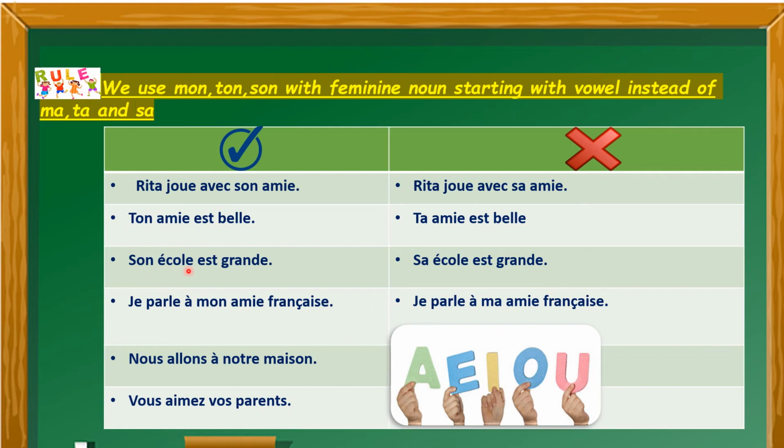If école's word is plural, then we were supposed to put ses, that's Ses écoles sont grandes. But it's singular, that's why we are using son here.